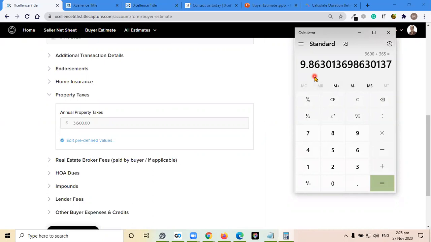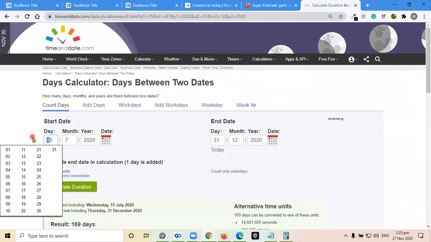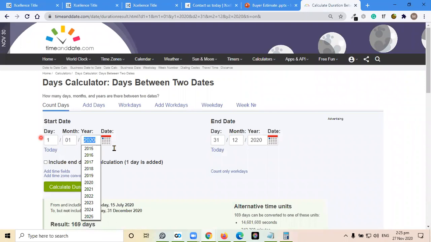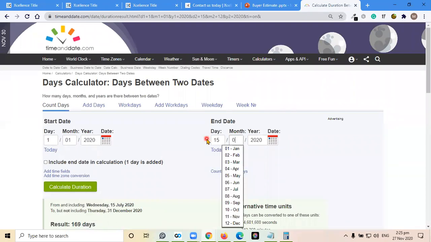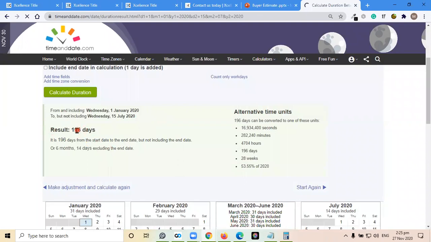That is the number of days from the beginning of the year to the closing date of July the 15th, 2020. All right, so let's put it right here, the 1st of January, 2020 till the 15th of July. And let's click calculate duration. And it's going to give us 196 days.